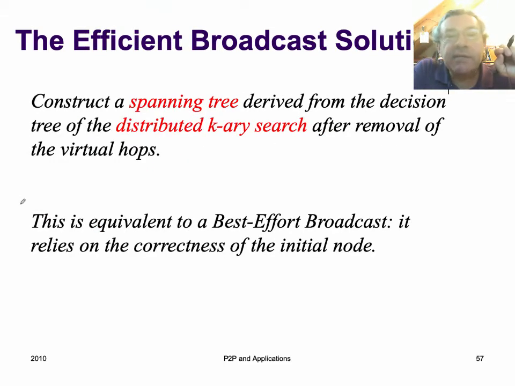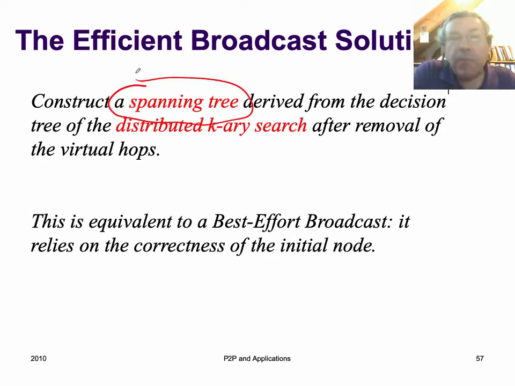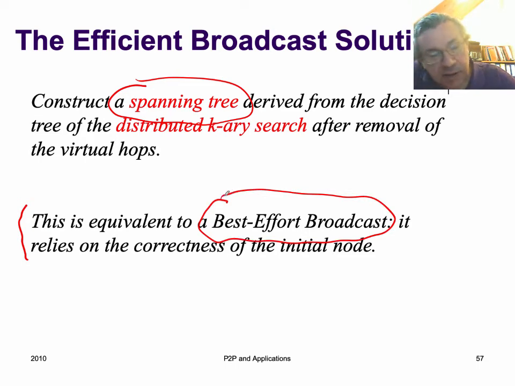The idea is that we use the structure of the DHT to construct a spanning tree. And we derive this from the decision tree of the distributed KA search. Notice that every node of the distributed KA search is actually the root of a tree. So if we take a part of this tree, we will get a spanning tree. Technically, in our terminology from the first part of the course, this is equivalent to a best effort broadcast because it relies on the correctness of the initial node.